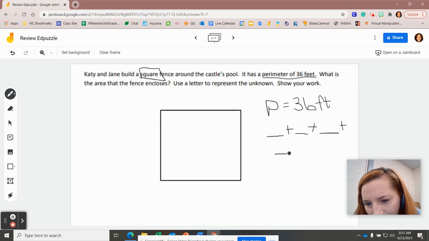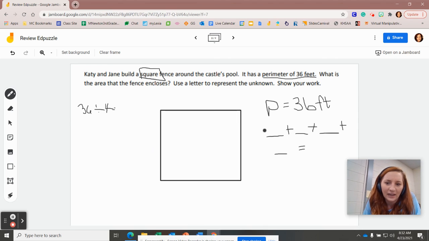Well, and we're adding them 4 times. So pretty much you could think about it as 36 divided by 4, because all multiplication is repeated addition, and a square has the same sides. So this has to be the same number every single time. So what's 36 divided by 4?